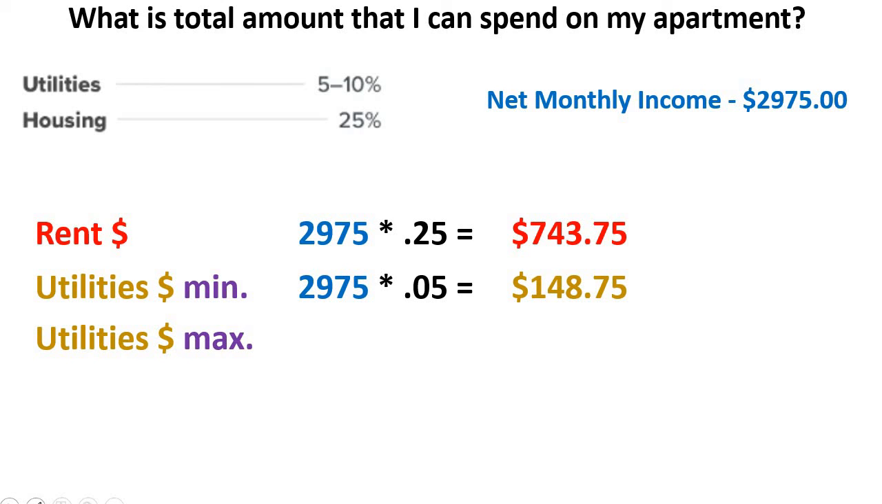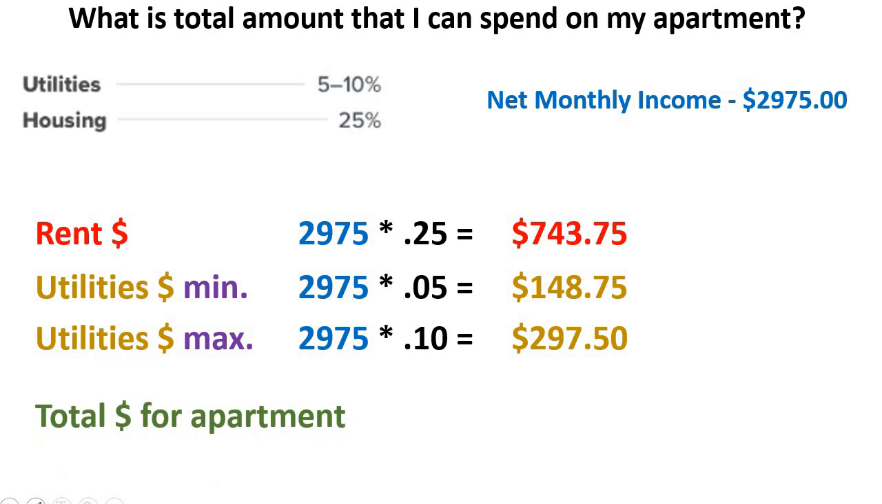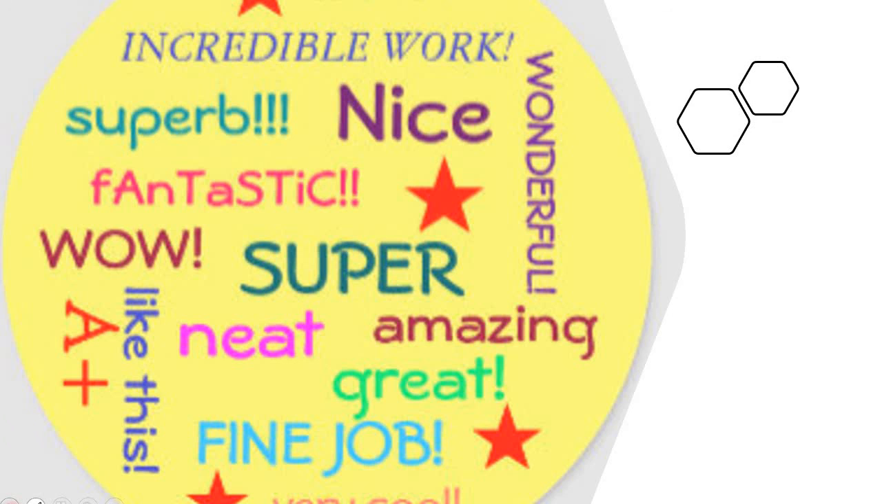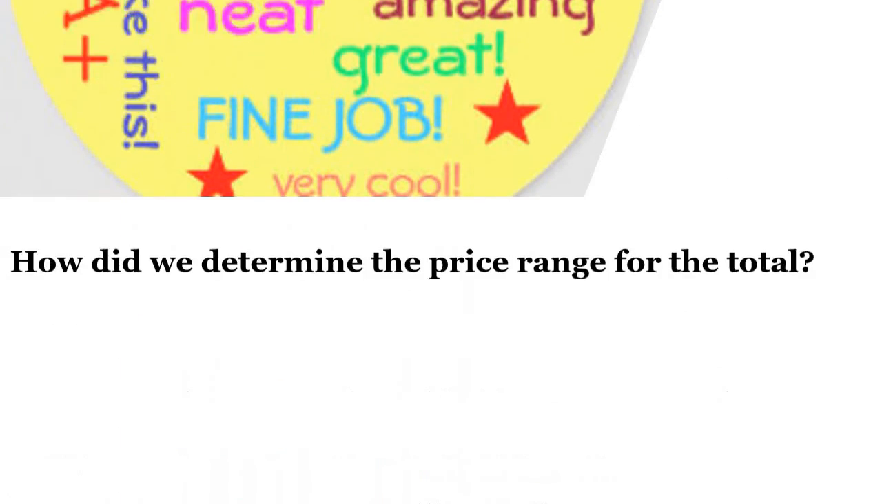Now we've got to do the utilities max. What's our math problem for the max amount? Perfect, 2,975 times 0.10, the 10%. What's my dollar amount for the max for utilities? Perfect, $297.50. So now, what's that range for the total amount that we're going to spend on the apartment? Perfect, $892.50 to $1,041.25. Excellent job, excellent work by you guys. Way to go. Now let's just kind of organize this.